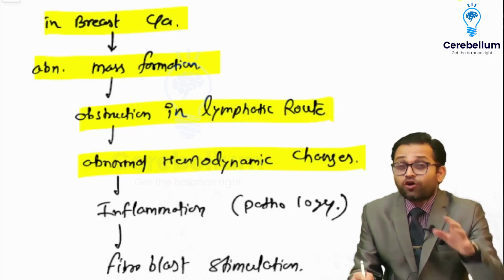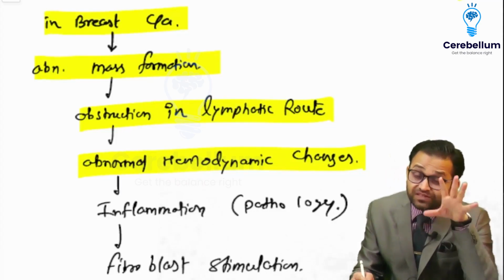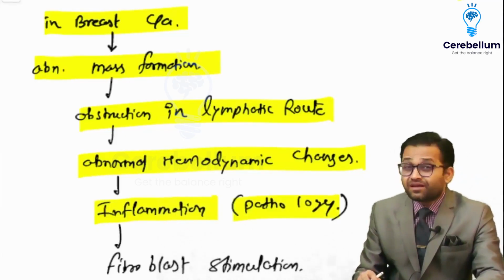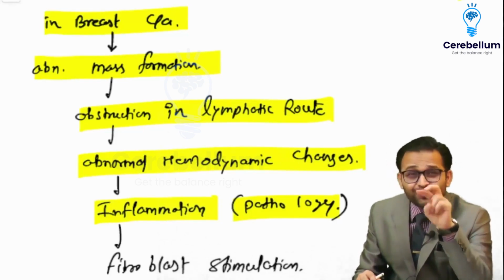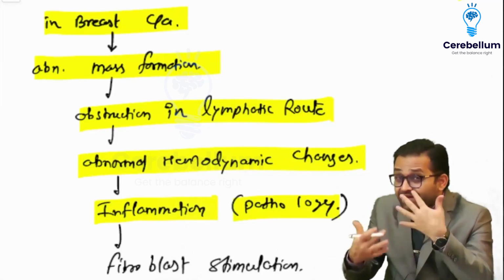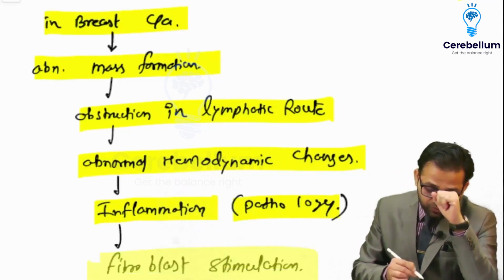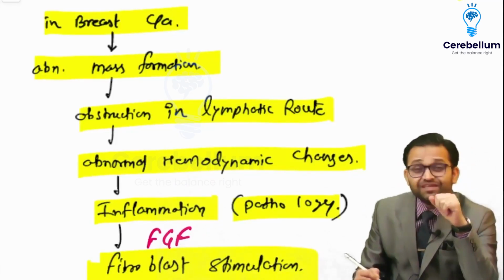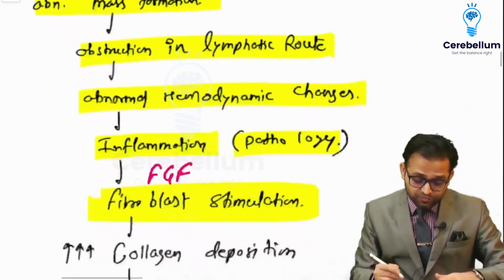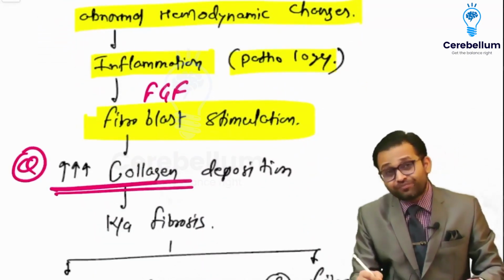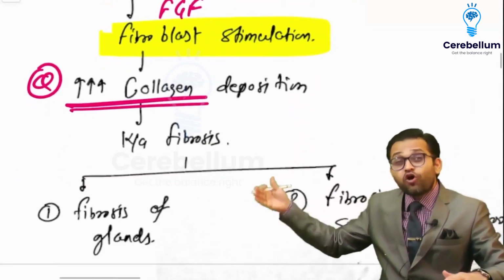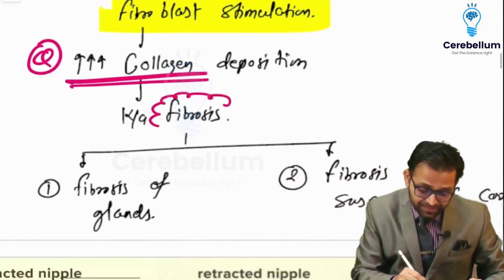According to pathology, when the fluid accumulates due to hemodynamic changes, inflammation begins. This is your pathology integration. If there is inflammation, there is rubor, tumor, dolor, calor, functio laesa. This inflammation leads to the release of different chemical mediators, among which fibroblast growth factor, FGF, is one. This causes the establishment of fibroblasts, and fibroblasts are responsible for collagen formation. More fibroblasts, more collagen synthesis. The abnormal excessive deposition of collagen is known as fibrosis.